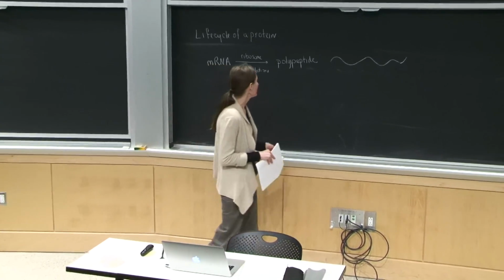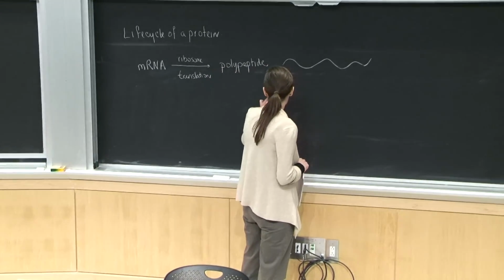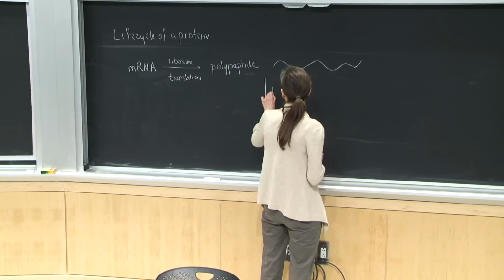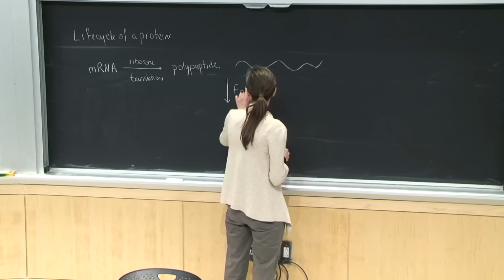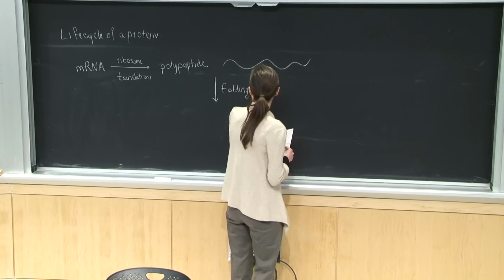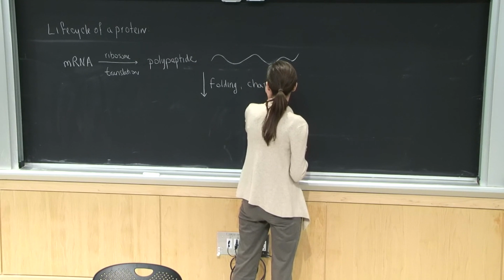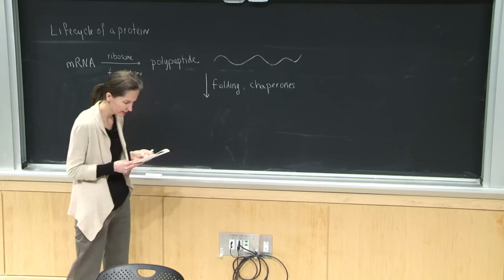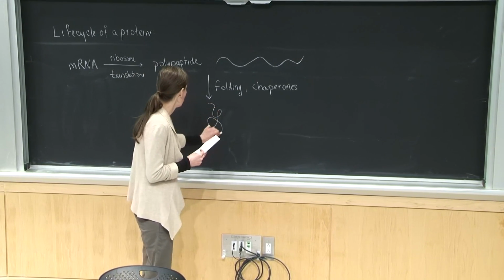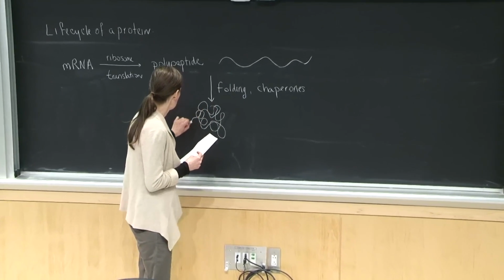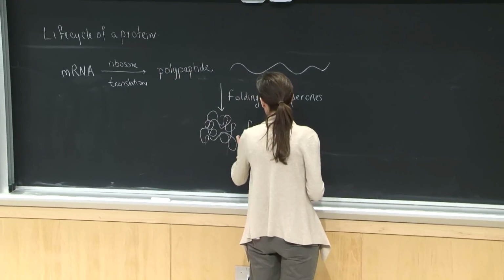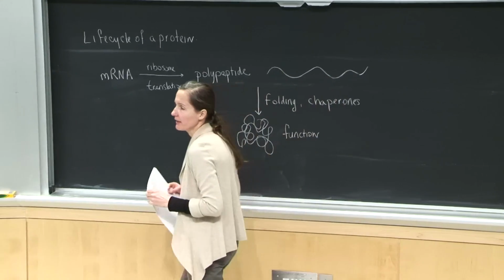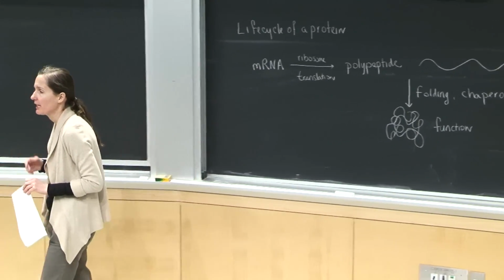And so there's a whole number of interesting players that are involved in protein folding. So we have folding, which is enabled by chaperones. Okay, is what we call these proteins that facilitate folding, right? And that's going to give us some structure that has some function here, right? And this protein has some lifetime in the cell.